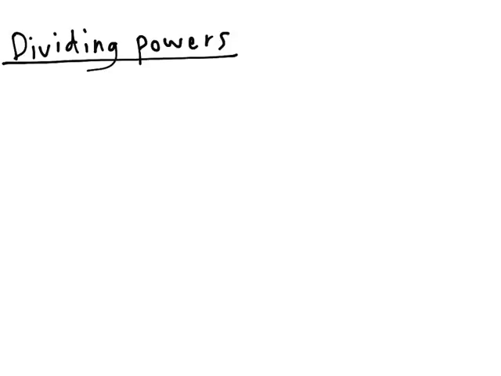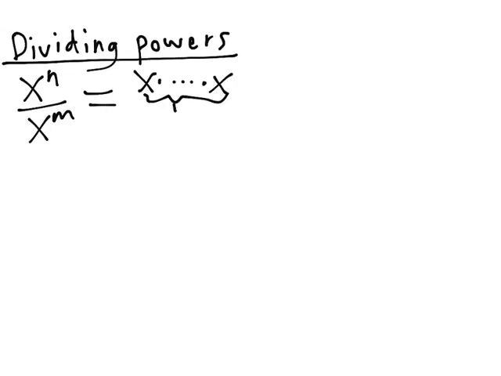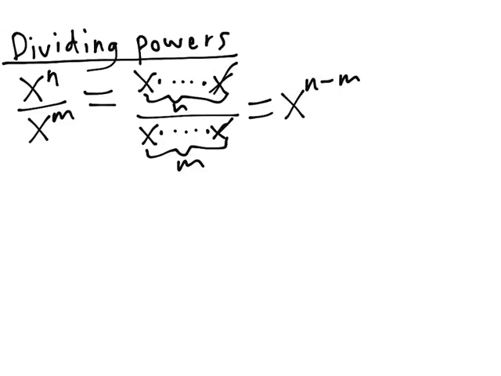Similar to multiplying powers, we can also divide powers. Suppose we have the expression x to the n divided by x to the m. If we expand this out, we have x times ... times x, n times, divided by x times ... times x, m times. Now if n is larger than or equal to m, we can cancel out all the x's in the denominator with x's in the numerator, and we'll be left with x to the power n minus m, since we'll be taking away m x's from the top.